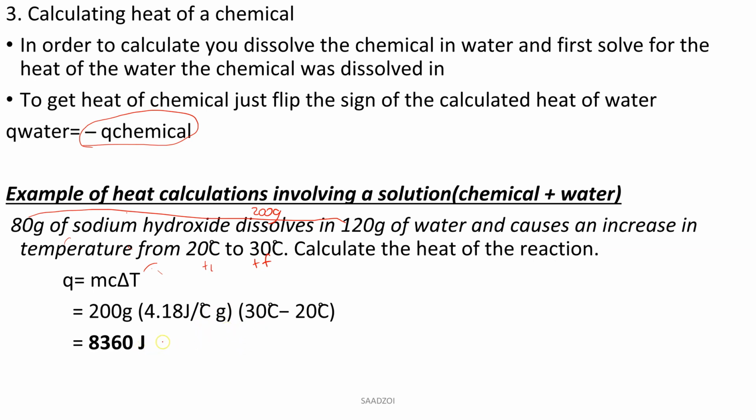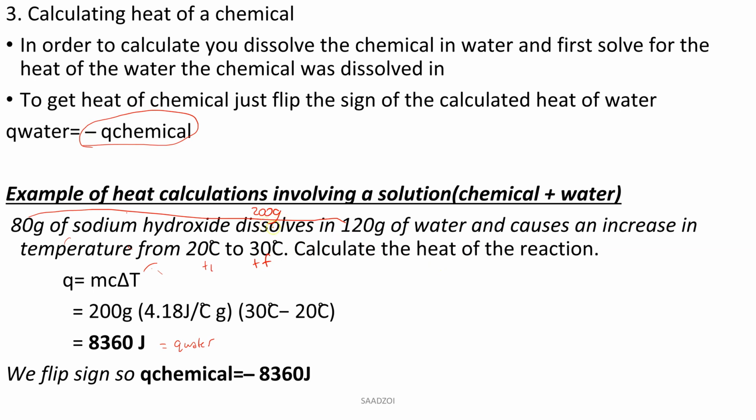But here's the thing. This is really our Q of water. Why? Because all this is from the point of view of the water. You measure the temperature of the water, specific capacity of the water. The only thing you did was add the mass of the chemical in water, but that's a moot point. What you need to remember here is that at the end of this, you've got to flip the sign. So when you flip the sign, it's going to be 8360 joules.